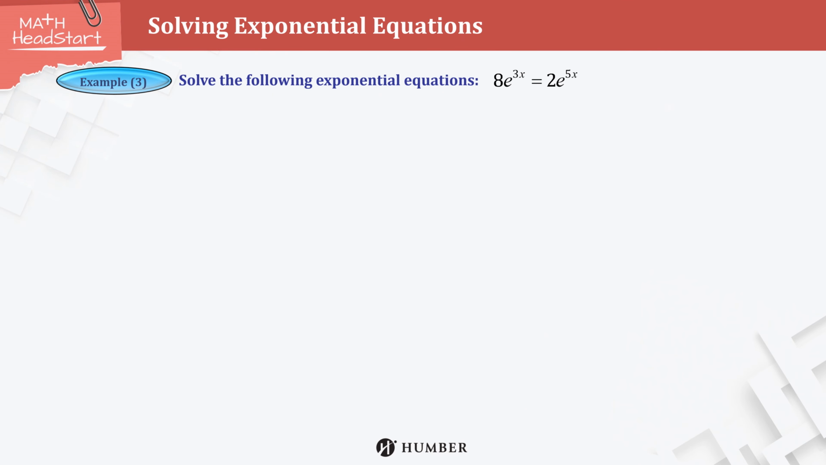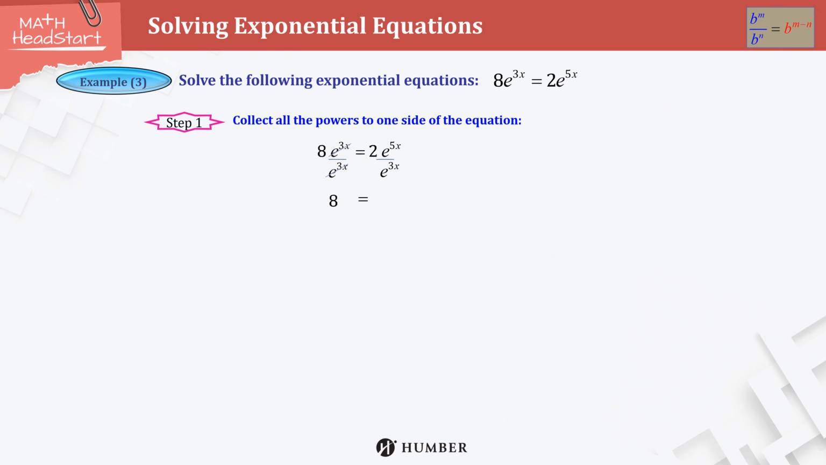Let's solve one more example. Since we have the exponential functions on both sides, collect all the powers to one side by dividing both sides by e to the 3x. Then cancel e to the 3x to get 8 on the left side. And apply the quotient rule of exponents on the right side to get 2 e to the 2x. Again, divide both sides by 2 to isolate the exponential.